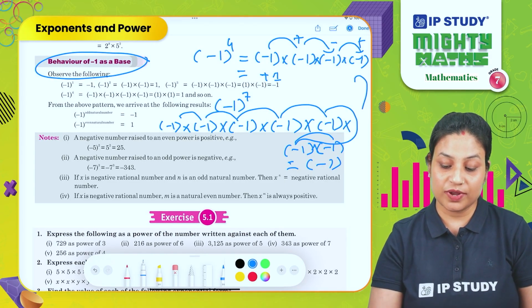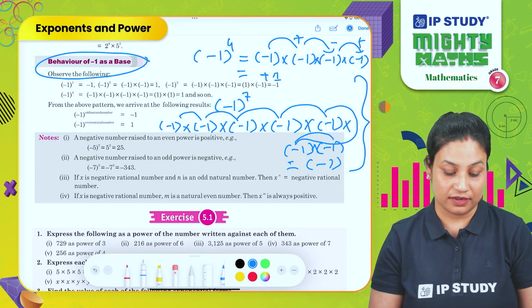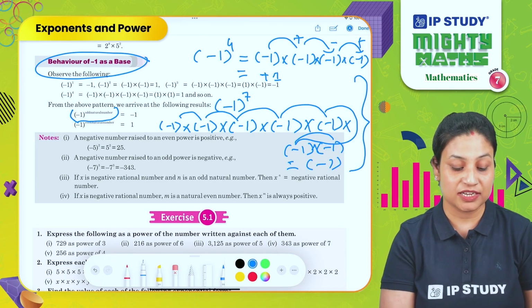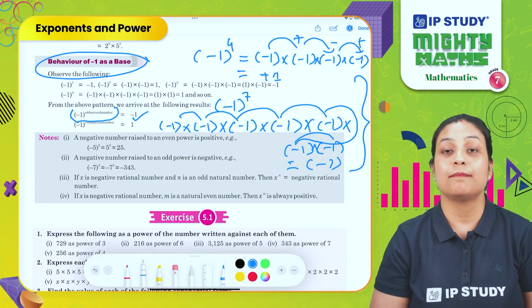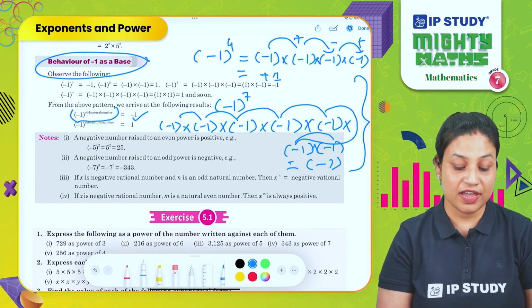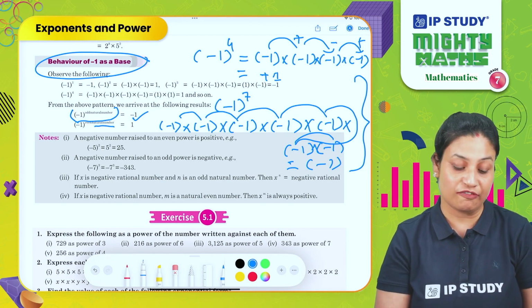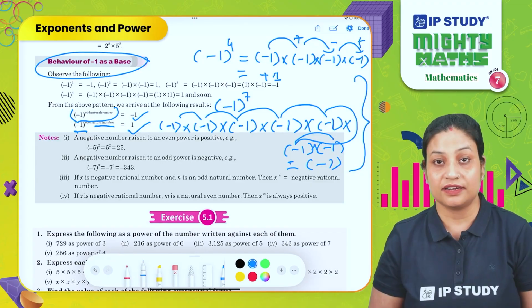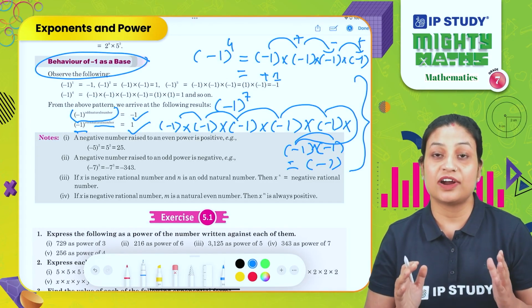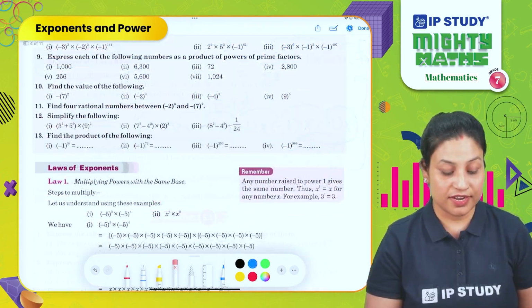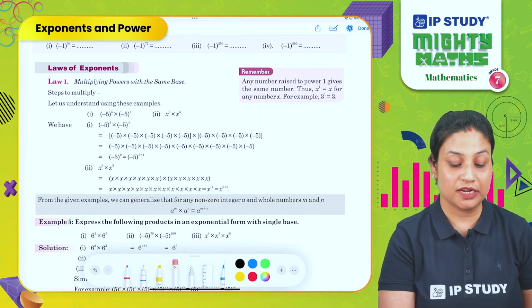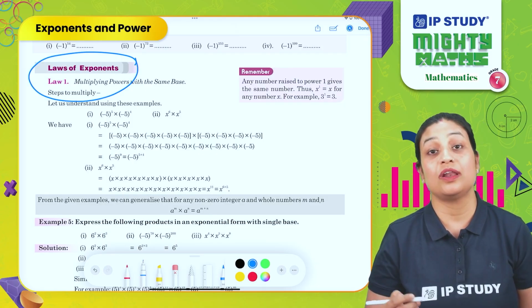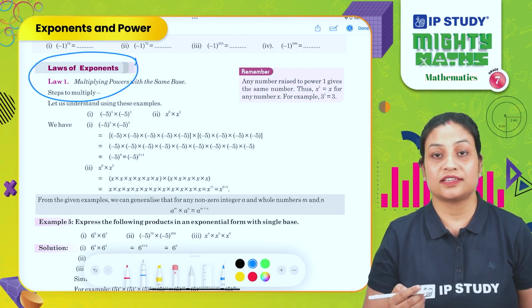So from these two examples, we come to know that if we have an odd number as a power of -1, the result is always -1. But if we have an even number as a power of -1, we will always have +1 as our result. So students, I hope you have understood this concept very well. The next topic is laws of exponents. This is a very interesting topic, students, and this is going to help you a lot in your later classes also.